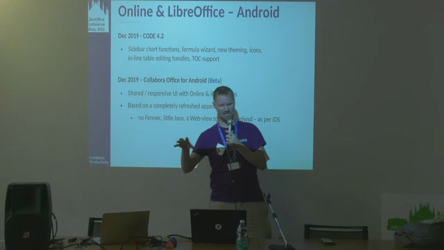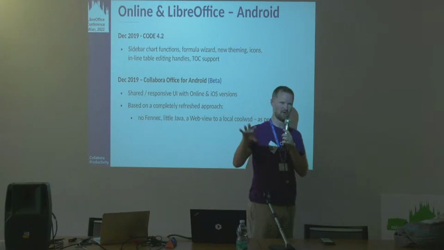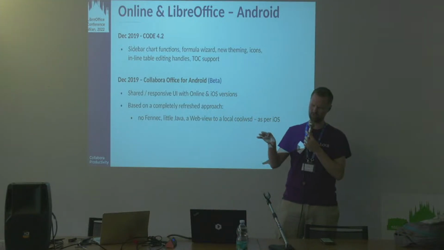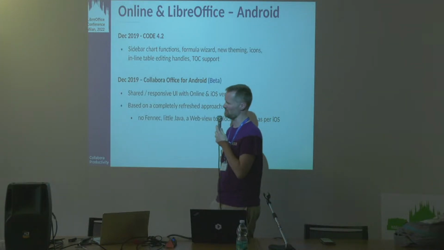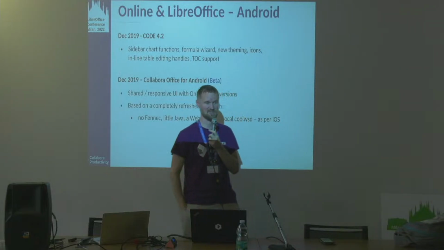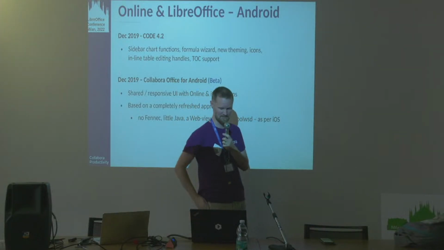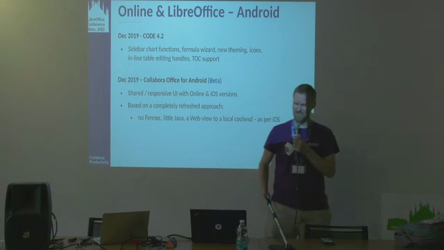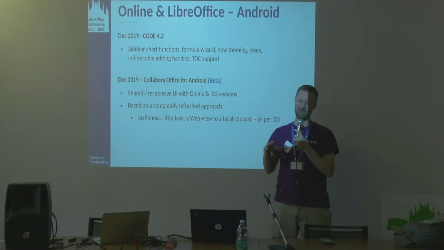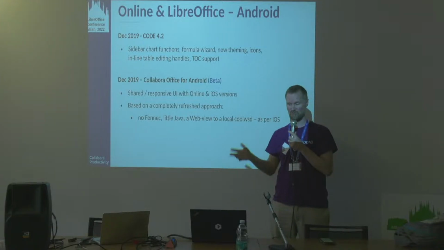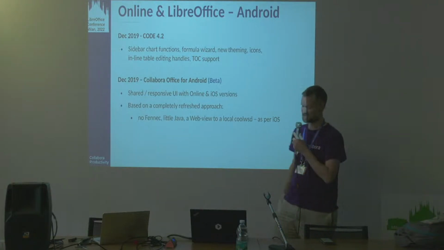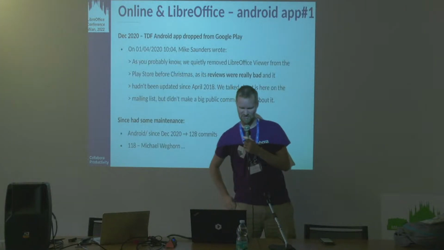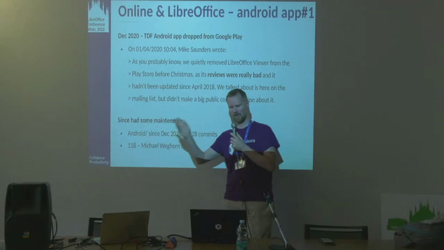So this is essentially taking that iOS code and the LibreOffice, Collabora Online core, and then just putting it inside a GTK, what's it called, a web view, I don't know. There's some horrible Java class. Kenny probably knows the name. And so that was essentially based on a completely refreshed approach. There's no Fennec, there's much less Java. It's really a web view to a local coolwsd, wrapping that up, just like iOS. So an entirely new chunk of code there. Now it lives in online/android.